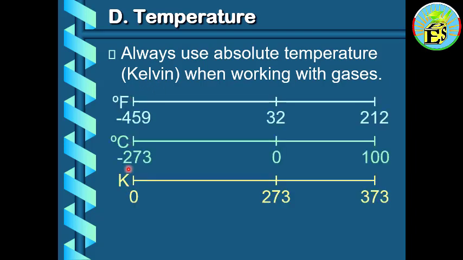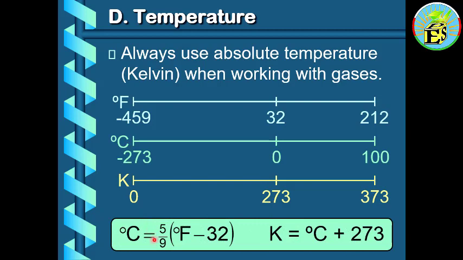We have different scales of temperature: Kelvin, Celsius, and Fahrenheit. 0 Kelvin equals minus 273 Celsius, and minus 459 Fahrenheit. So we will work with Celsius and Kelvin, and we know that to change from Celsius to Kelvin we must add 273 to Celsius to get the Kelvin temperature.